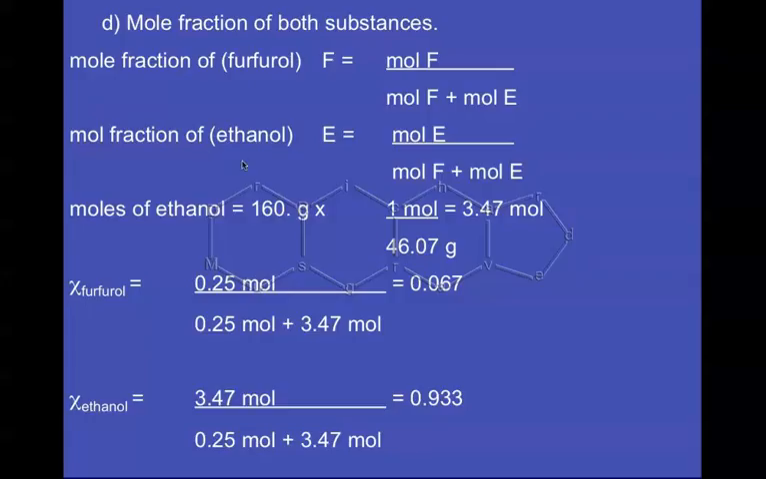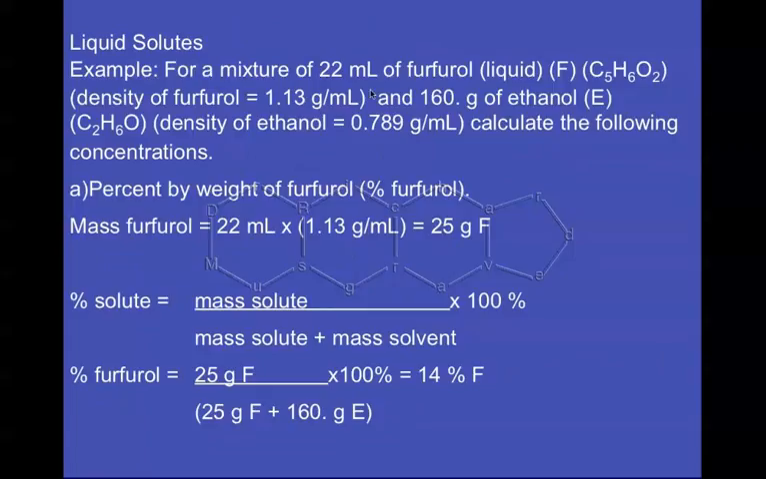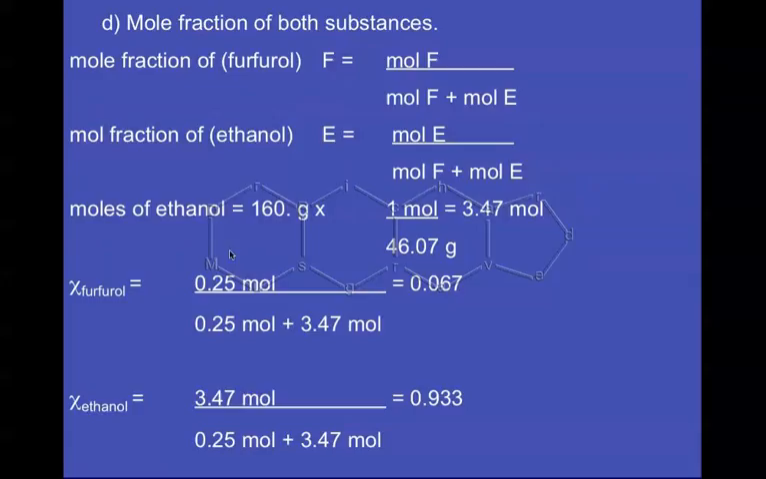The mole fraction of the furfural will be obtained by taking the moles of furfural and dividing by the moles of furfural plus the moles of ethanol. In order to do that, we need the moles of ethanol, and we can get that by taking 160 grams times 1 mole over the molecular weight of ethanol. Remember that in both instances we have been given the molecular formulas, and that's what's enabling us to calculate these molecular weights for both substances. So then we can find out the moles, and then we can calculate the mole fractions.